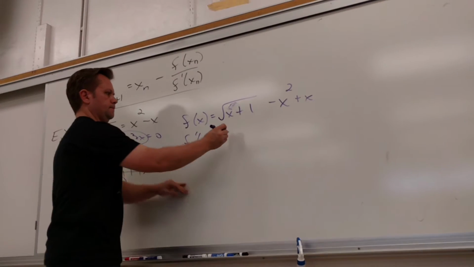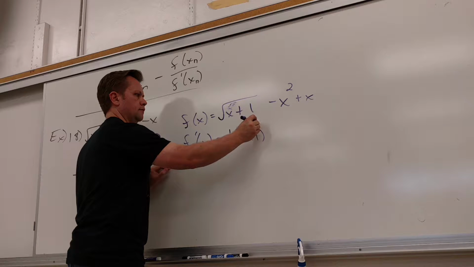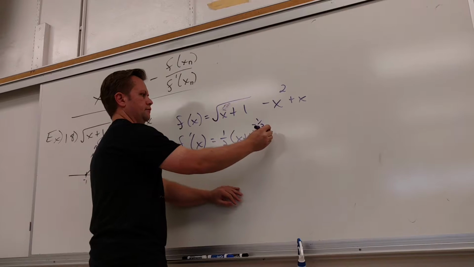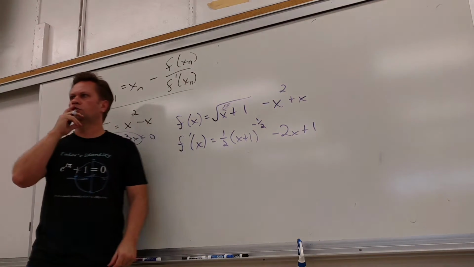1 over 2 square root of x plus 1, minus 2x minus 1. Alright, cool. I like it.